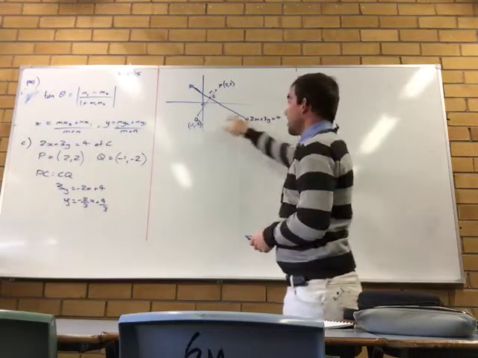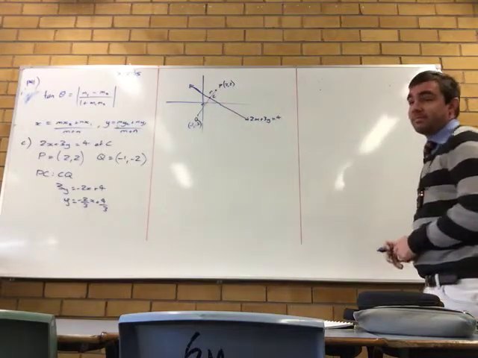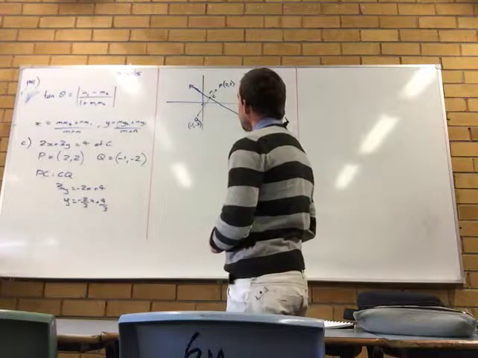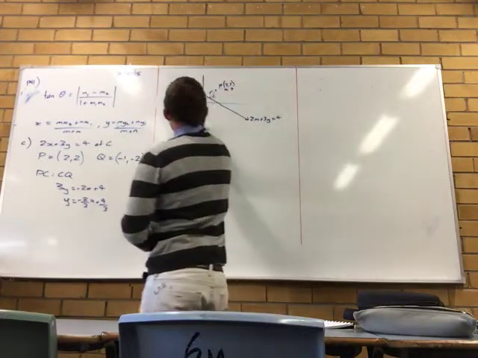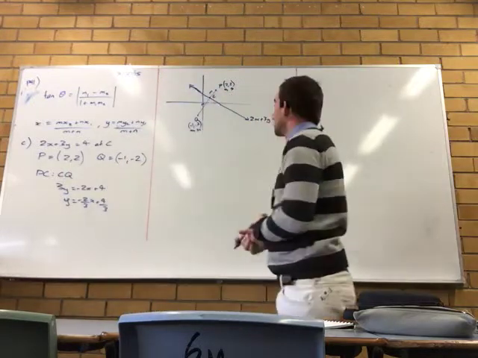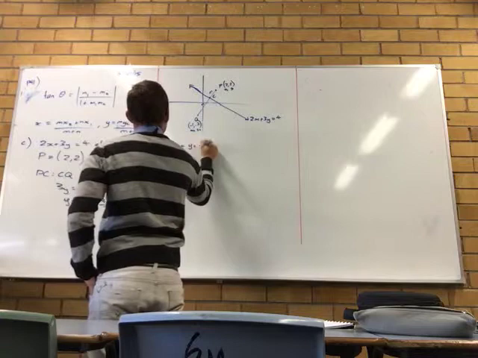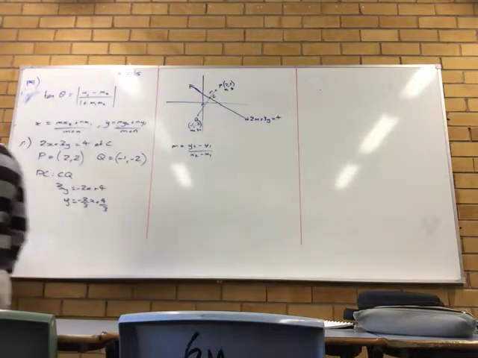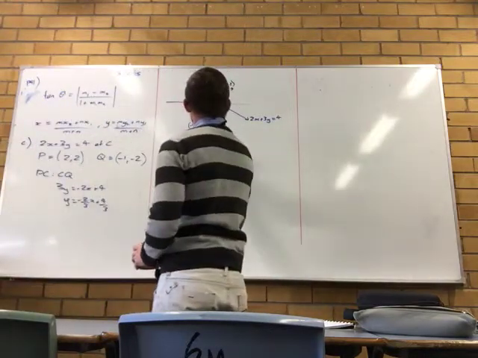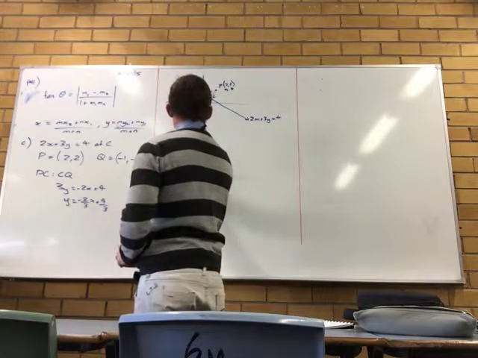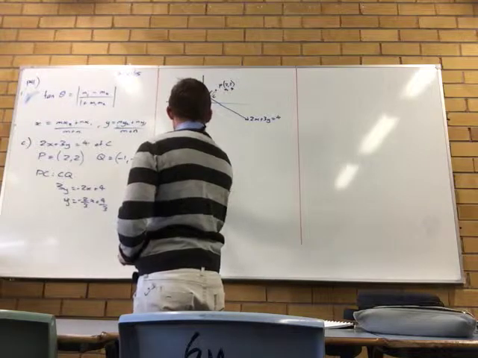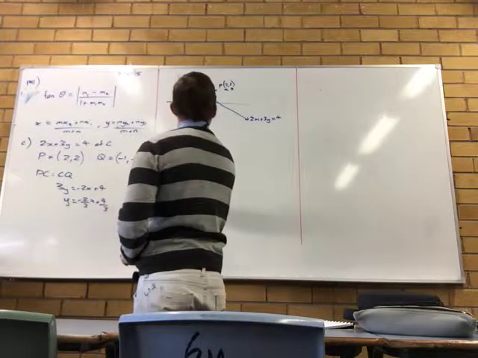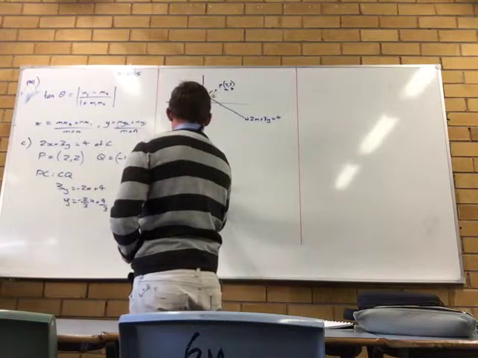But before we can do that, we need to come up with the equation of PQ. First the gradient, and then we need to find the equation. So x1, y1, and x2, y2. Right, so the gradient: we've got -2 minus -2 over -1 minus 2. So -4 over -3, so we've got 4/3.